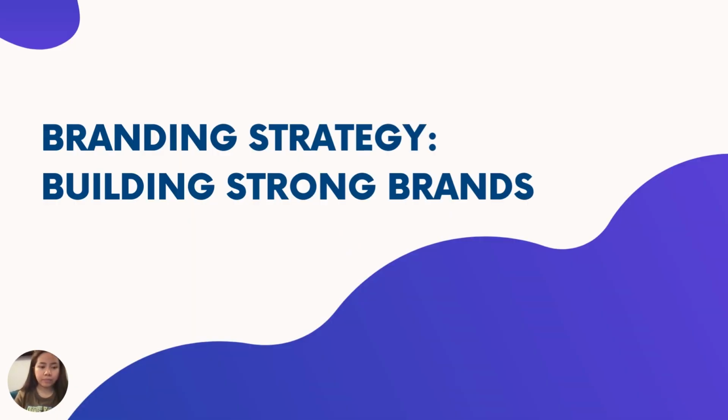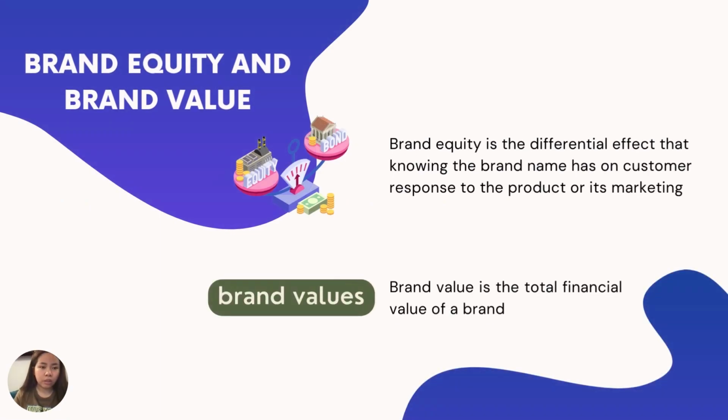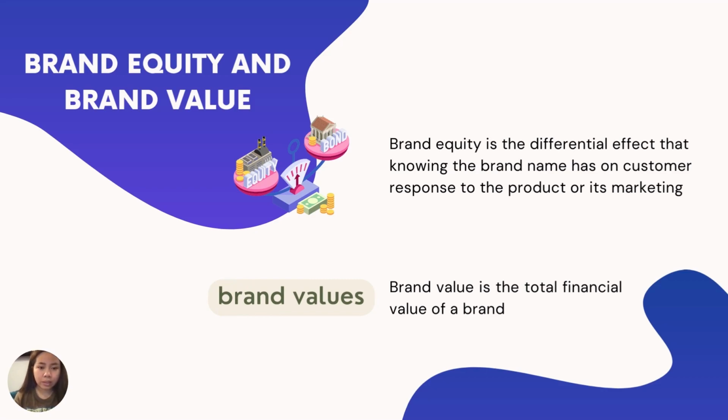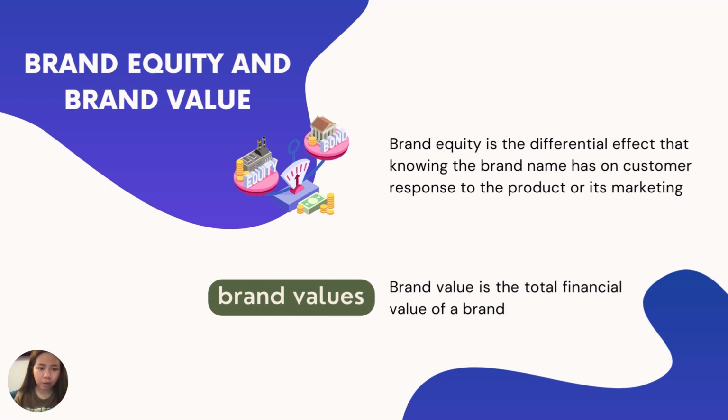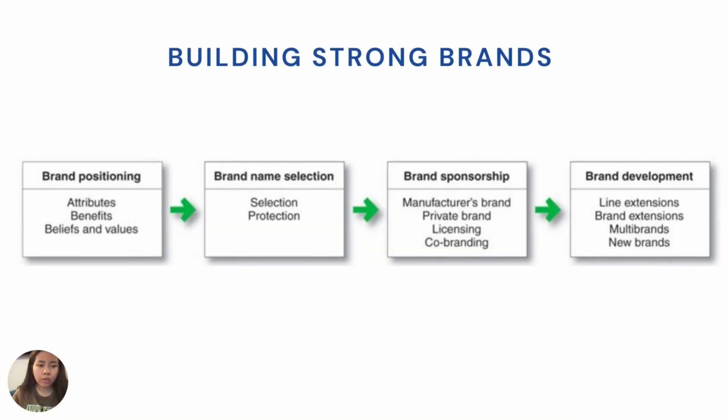Next is branding strategy. I will summarize this. Brand equity and brand value. Brand equity is the differential effect that knowing the brand name has on customer response to the product or its marketing. Brand value is the total financial value of the brand. In building a strong brand, there are four parts. First is brand positioning. The marketer can position a brand at any of three levels: attributes, benefits, and beliefs and values.